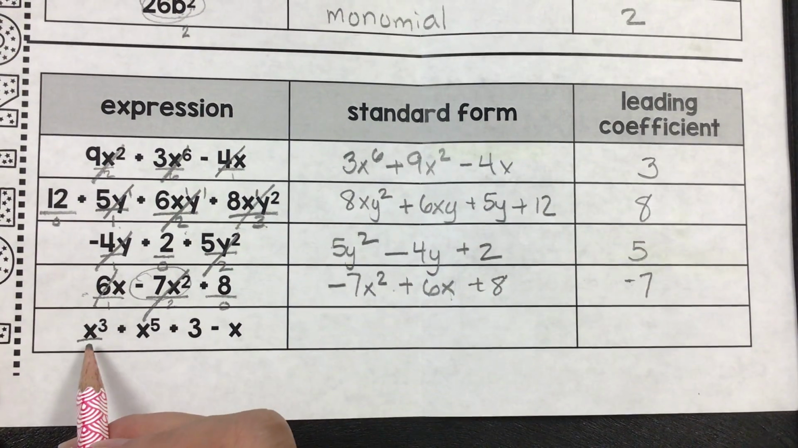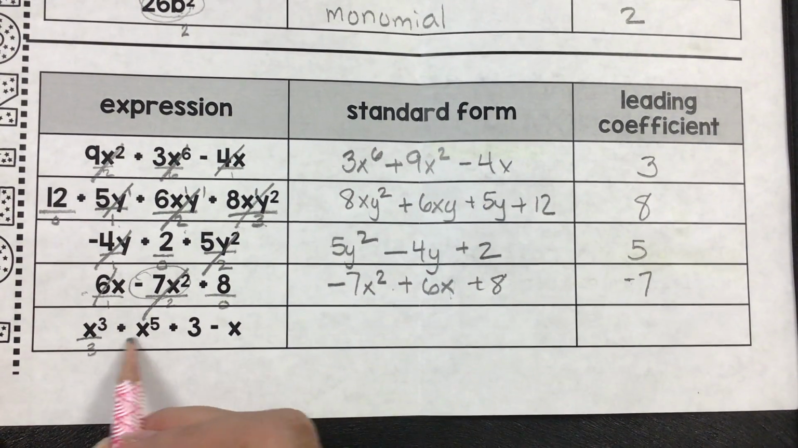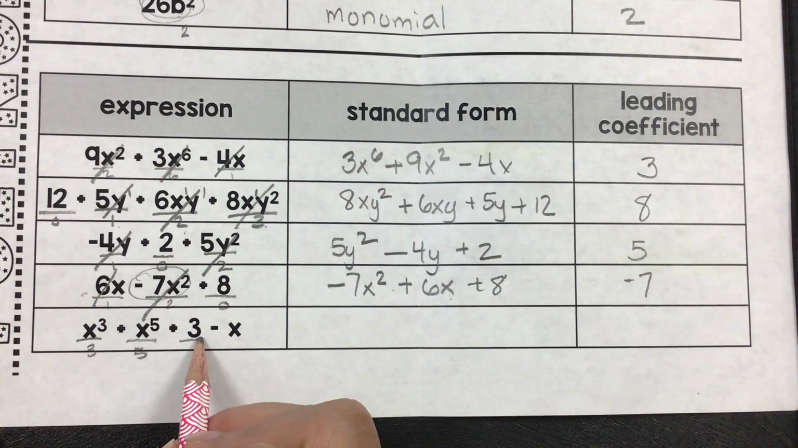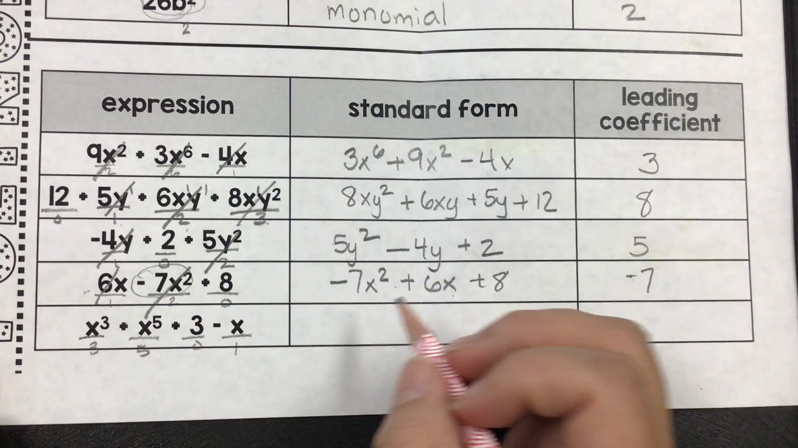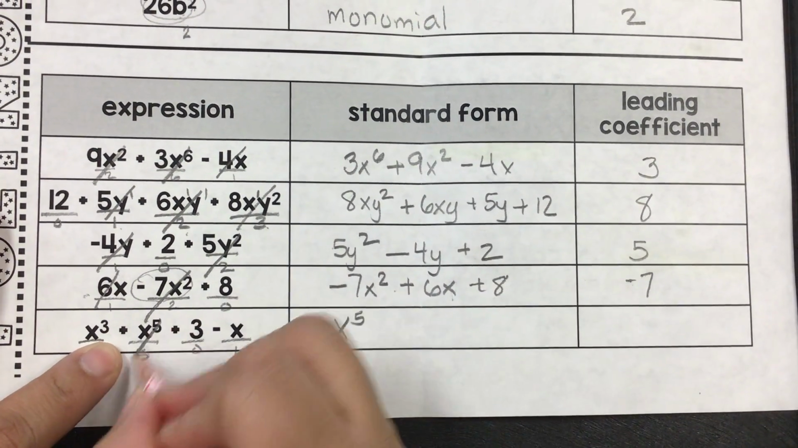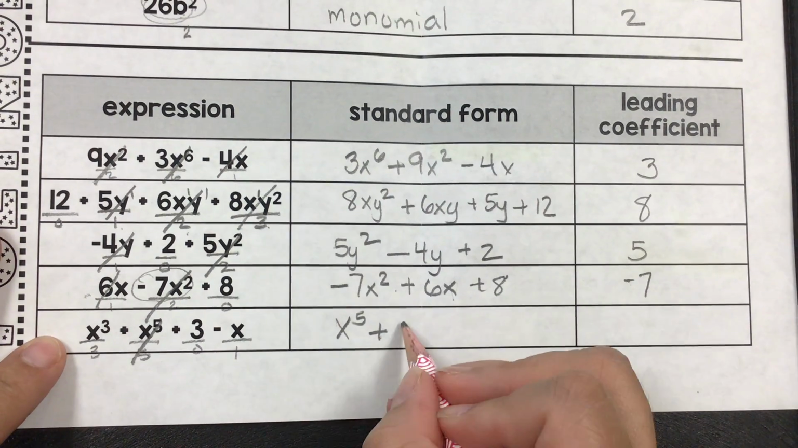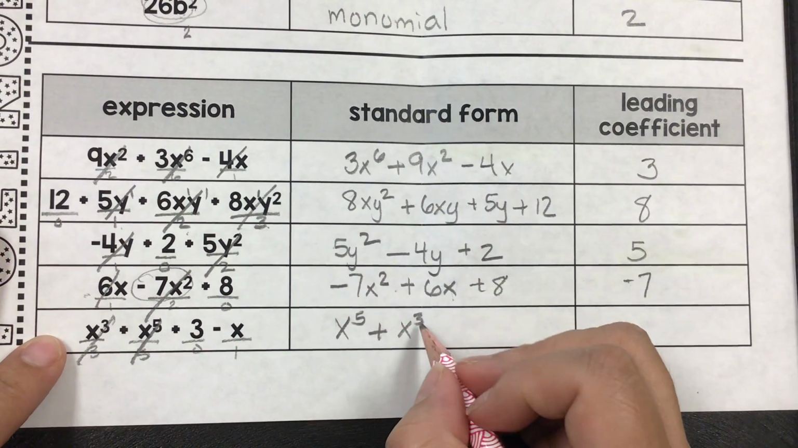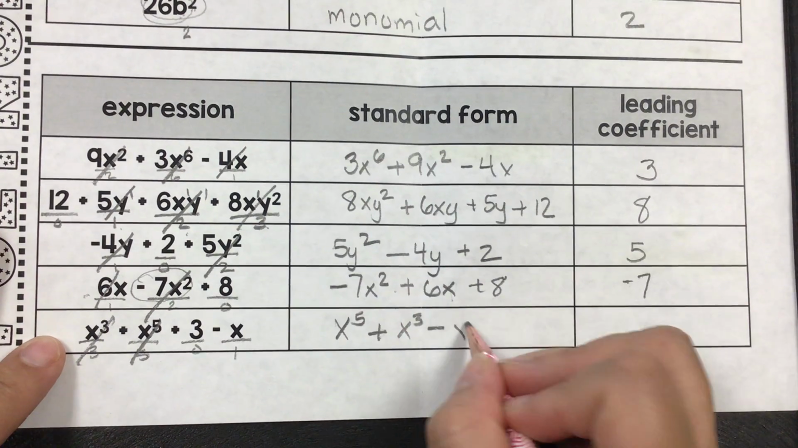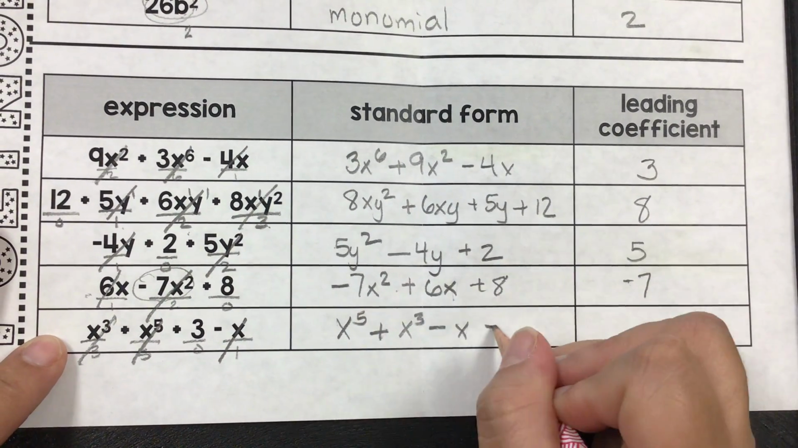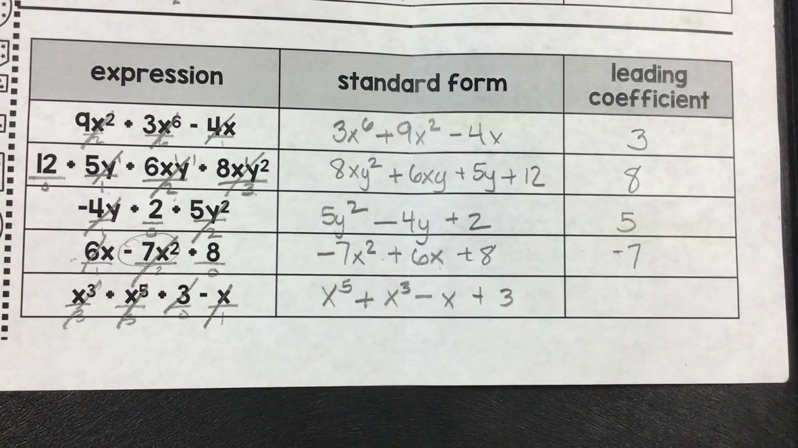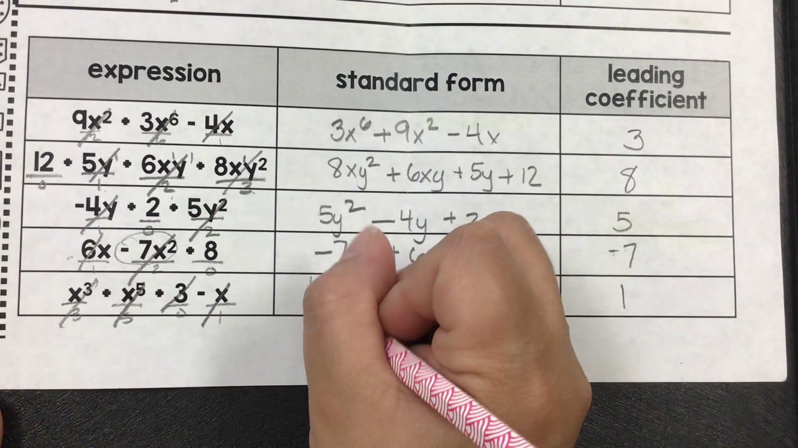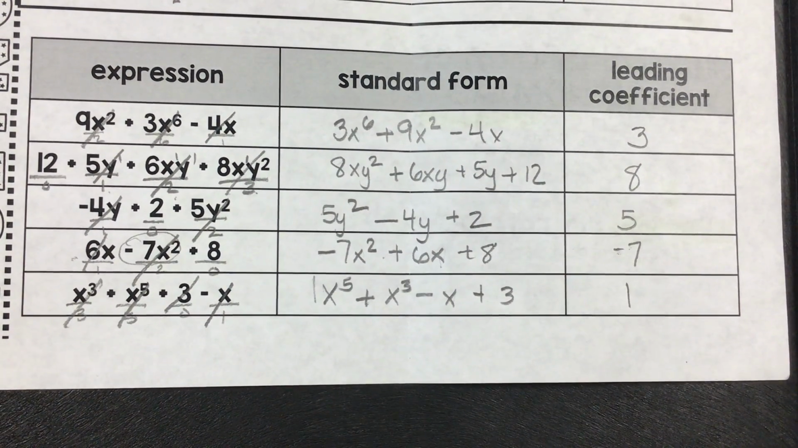The degree of this one is 3. The degree of this one is 5. The degree of this one is 0. The degree of this one is 1. So the highest one is x to the 5th. The next one is a positive x to the 3rd. Then a negative x. And then plus 3. Making your leading coefficient 1. Remember, there's always a 1 in front of the variables as well that we mentioned all the time that we need to find slope.